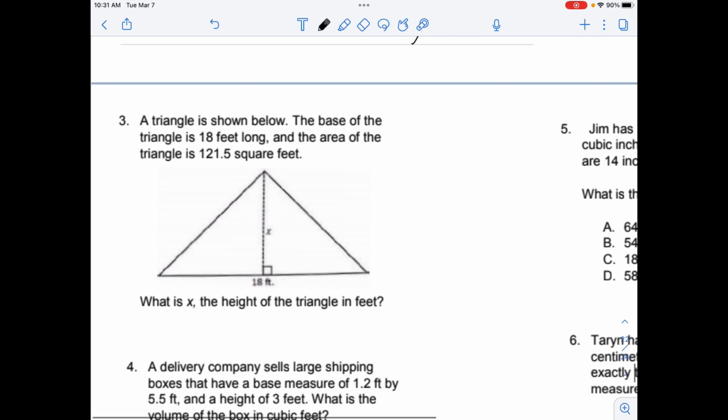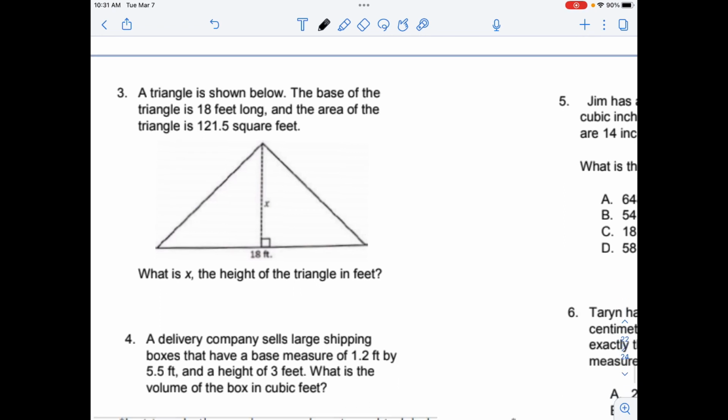All right. Number 3, a triangle is shown below. The base of the triangle is 18 feet long, and the area of the triangle is 121.5 square feet. What is the height of the triangle? So here we go. We're going to have our formula, so go look at your formula chart. You have A equals 1/2 times B times H. Now we're going to plug in my values so I can solve.